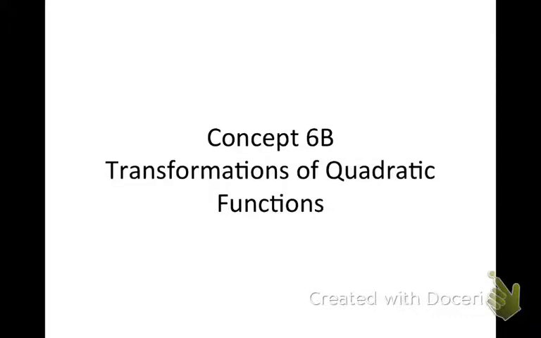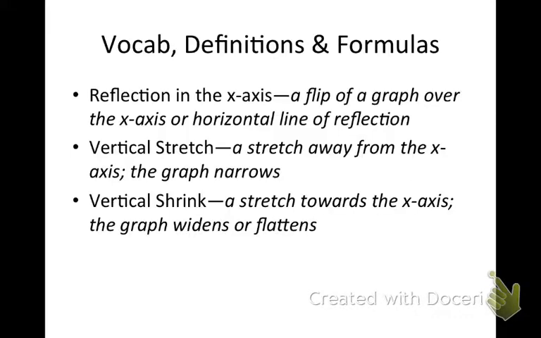Concept 6b, transformations of quadratic functions. In this section, we're going to talk about reflections. So a reflection in the x-axis is a flip of a graph over the x-axis, or a horizontal line of reflection. We're also going to talk about stretches and shrinks, vertical stretch and shrink. These are all types of graph transformations. We started transformations in section A.